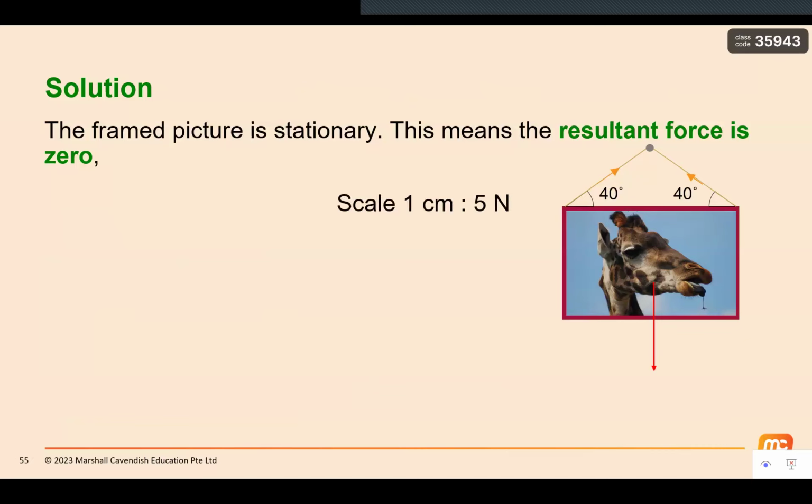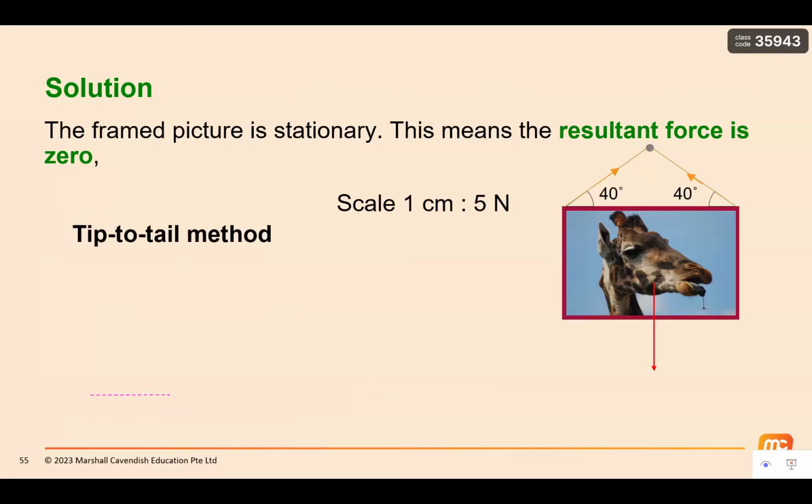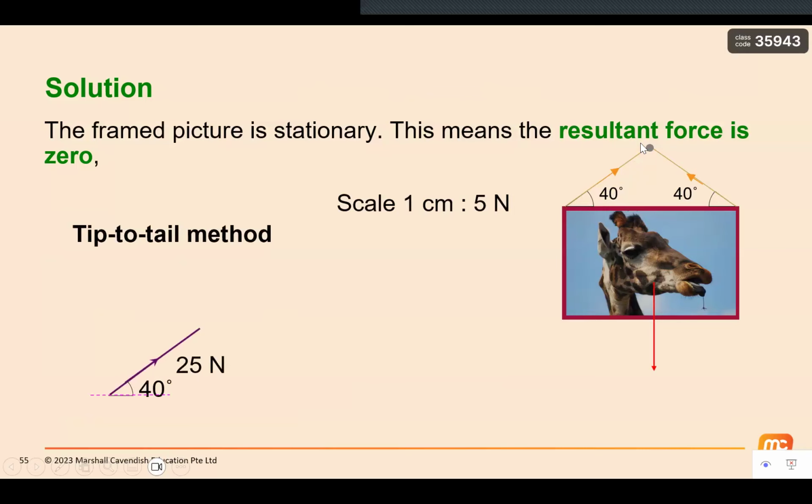Okay, so first step, I have a scale. 1 cm represents 5 Newtons. Then after that, I'm going to keep one of my forces. So I am going to keep this first force, sliding up like this. Okay, so I redraw it according to the scale. So I measure exactly 40 degrees to the horizontal, and then this line is 5 cm, and I label it with an arrow and label it with the force, 25 Newtons.